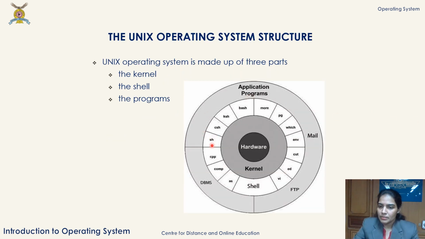This is the onion shaped structure of the Unix operating system. We can see here we have a kernel, we have a shell, and we have application programs. So the Unix operating system is made up of three parts basically: kernel, shell and the programs. The inside layer is the hardware layer, above that there is a kernel, above that there is a shell, and above that we have application programs.